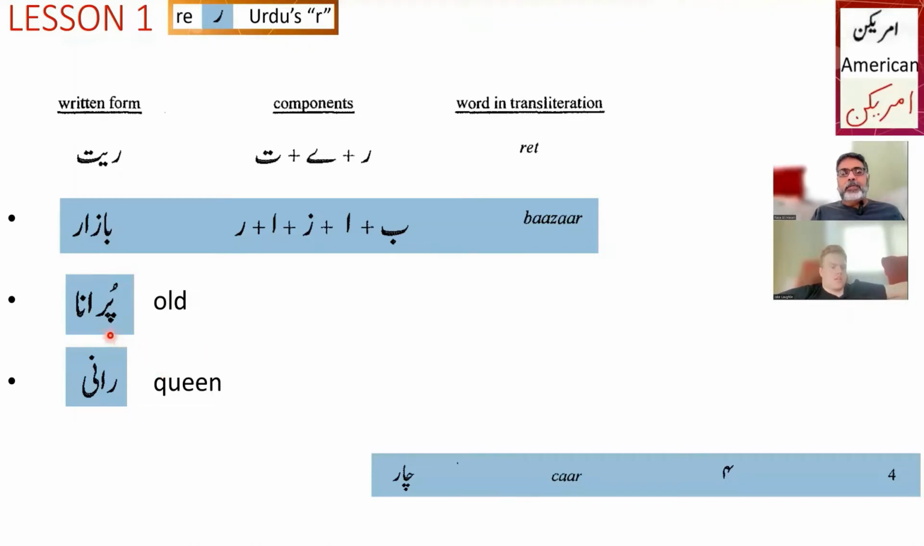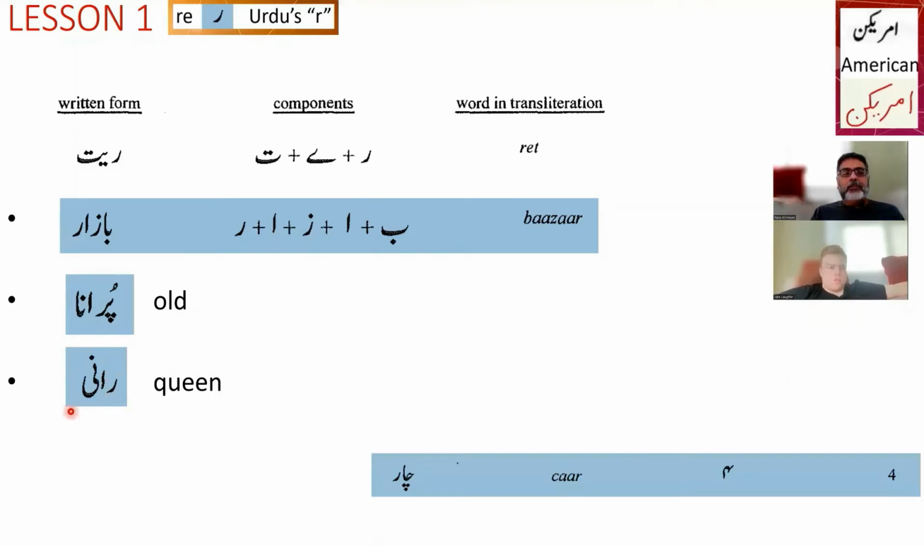And then this is, do you want to read this? Purana, very good. And the ray is right here. So this is where the ray is joined up. Here the ray is standalone. And here the ray is at the beginning. When it's at the beginning, it's always in the standalone form.